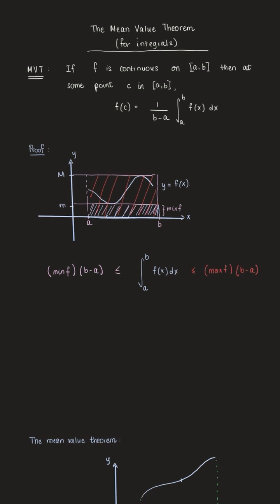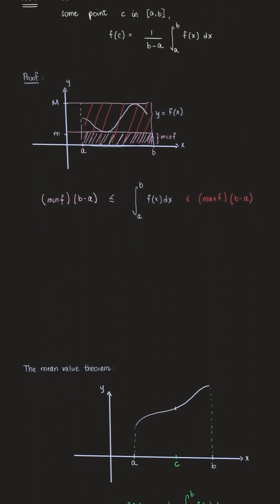So in this inequality, we can actually divide the entire inequality by b minus a. I'm going to assume that b is greater than or equal to a, which means that I'm dividing by a positive number, so the signs of the inequality will remain as they are. And then we have that the minimum value of f must be less than or equal to 1 over b minus a times the integral from a to b of f of x dx, which must be less than or equal to the maximum value of our function f.